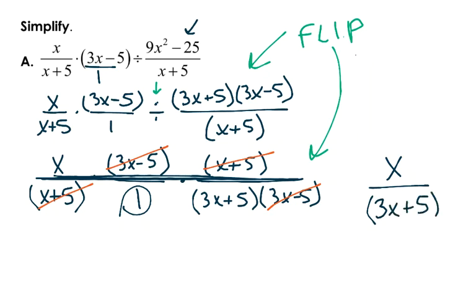Now, I keep the parentheses around the 3x plus 5 so I can remember that I can't cancel out that x with the top x because this x is stuck inside the factor. Alright, last one.